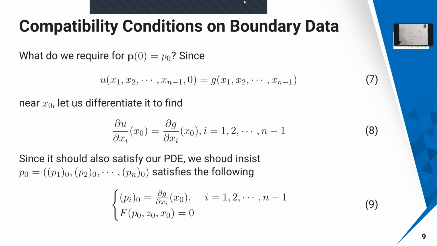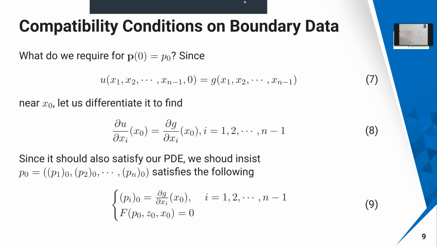What you should satisfy is that P naught should satisfy dou g by dou xi at x naught, because this is nothing but P naught. You have to choose P naught to satisfy this for i equal to 1 to n minus 1, and then you have to satisfy the second condition, f of P naught, z naught, x naught equal to 0.